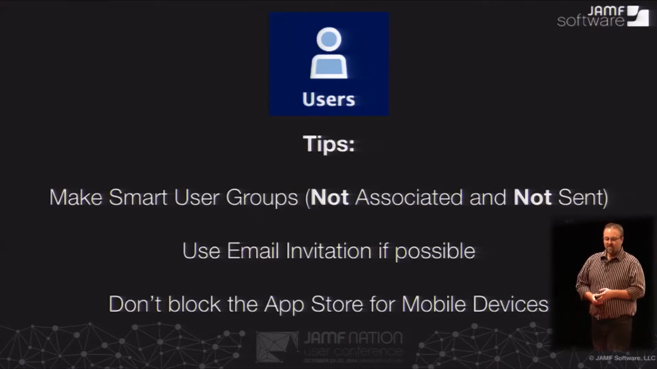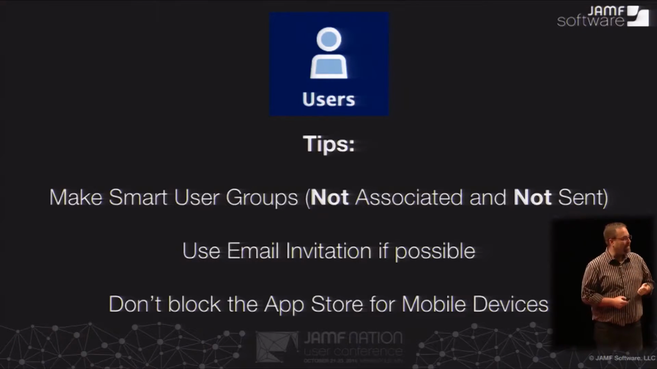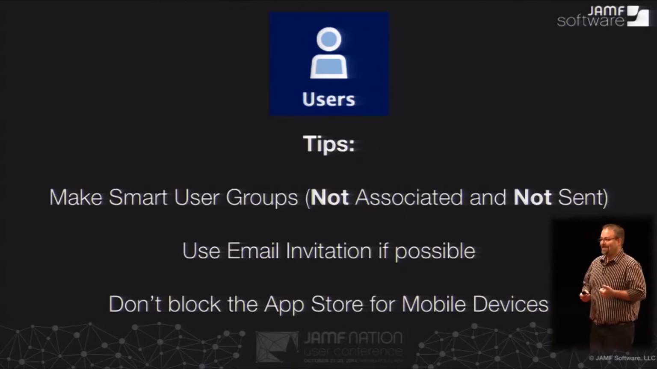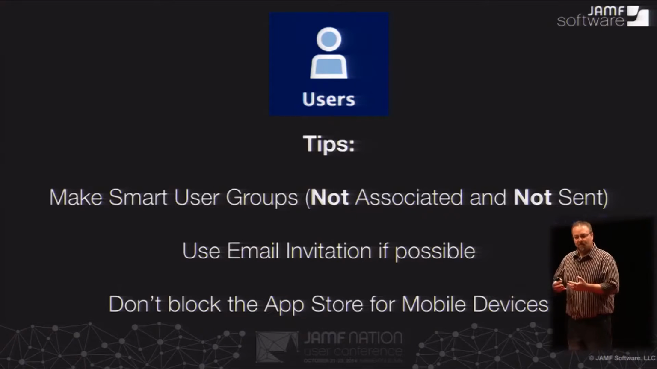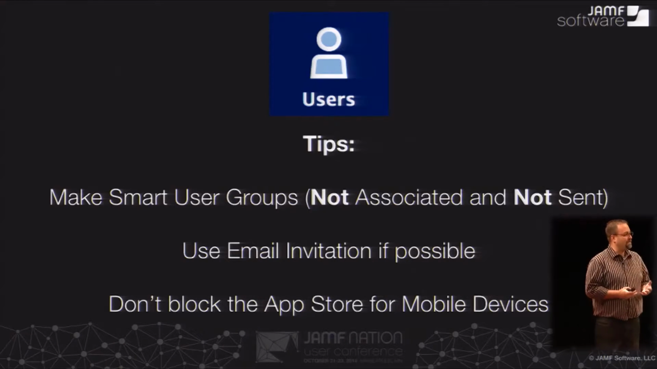All right. So some tips here. Use that smart group of not associated, not sent. Use the email invitation method. Okay. On your mobile side, if you're blocking the App Store, this isn't going to work. If I send them a prompt or I send them an email, that App Store has to launch for me to sign up to be part of the VPP program. That App Store needs to be available.